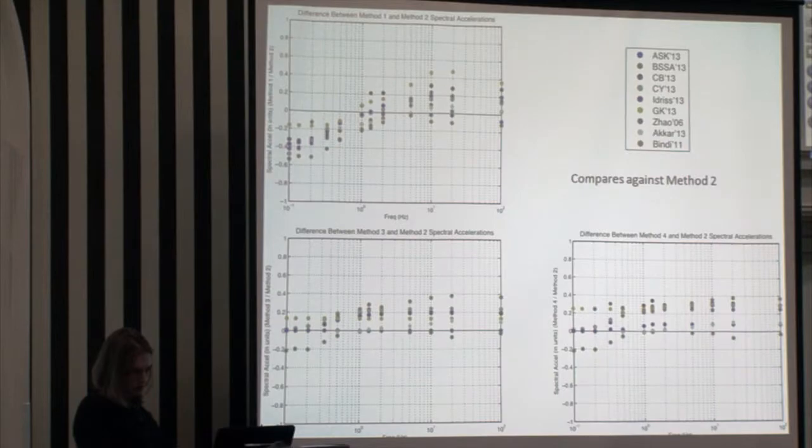Let's leave that one for a second there. So that top plot is saying method 1 versus 2, method 1 isn't conservative at all periods. It's going to change. That's correct.